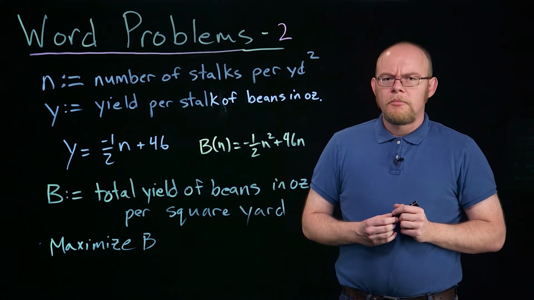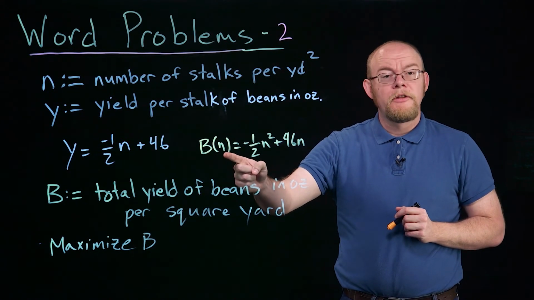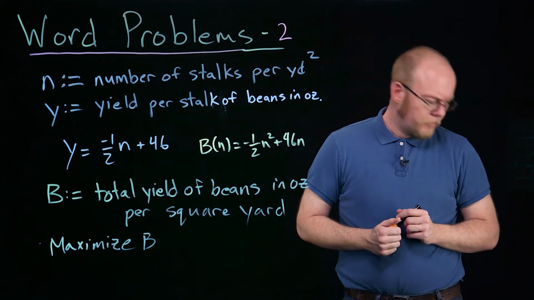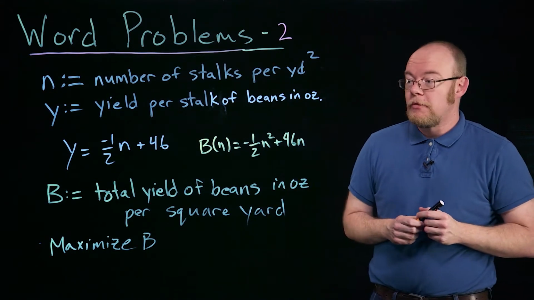Okay, so now that we've found part A, that is, we found the total yield of beans per square yard as a function of the number of stalks we plant per square yard, we need to go ahead and maximize this. We need to find the maximum value.